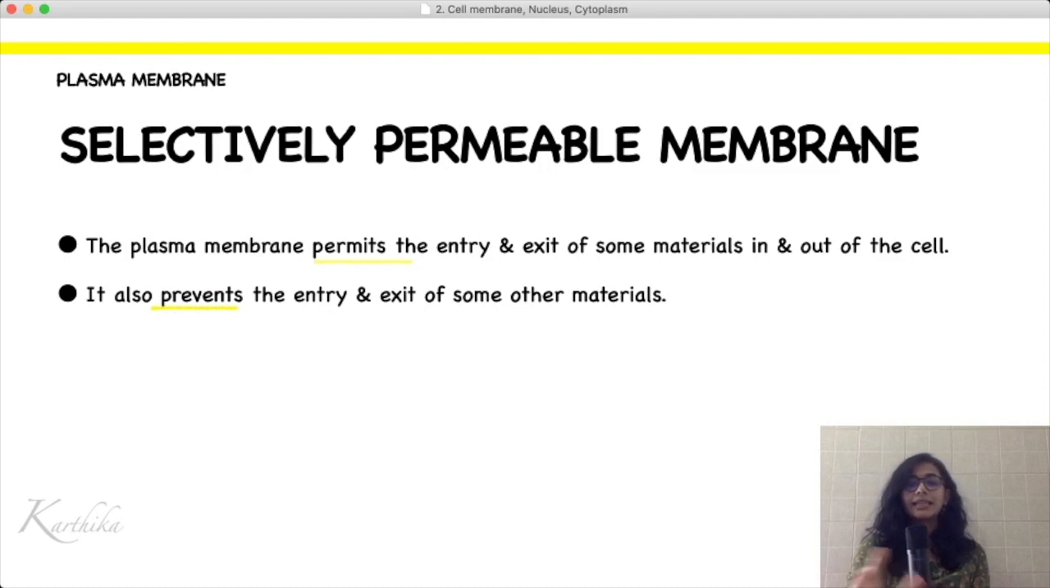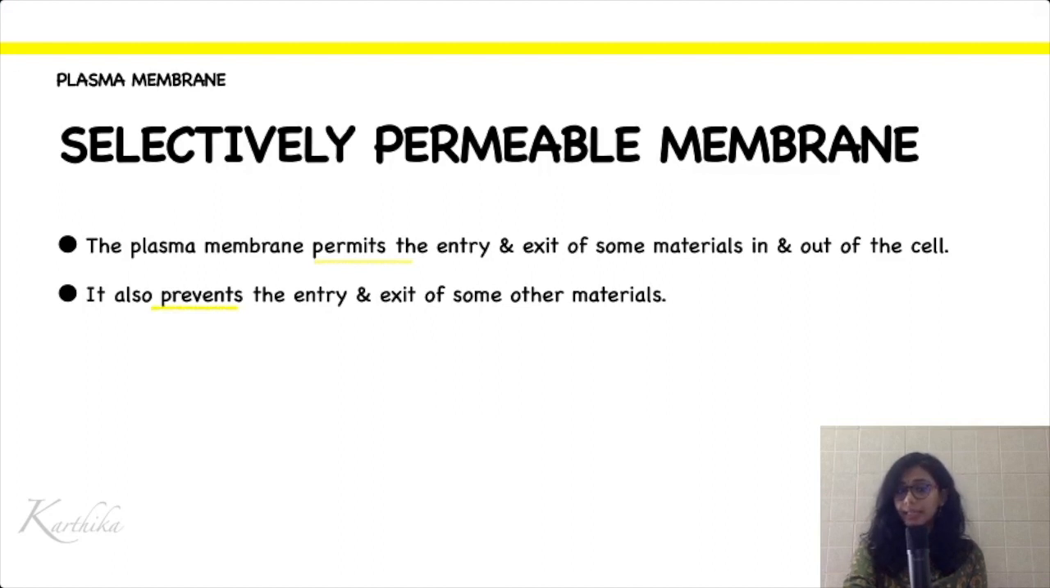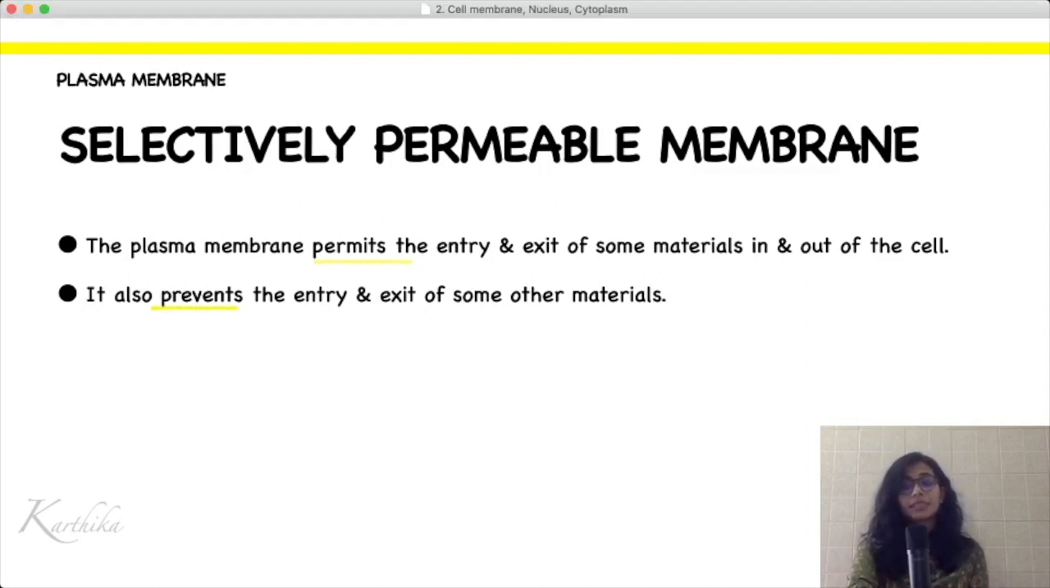Because it's selecting what should enter the cell and what should not, it's called selectively permeable. Permeable as in it permits or not. Okay, the selectively permeable membrane, that is what the plasma membrane is also known as.